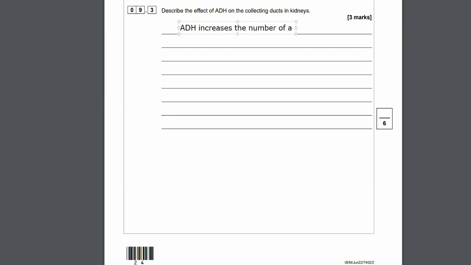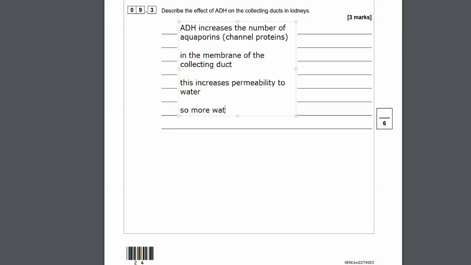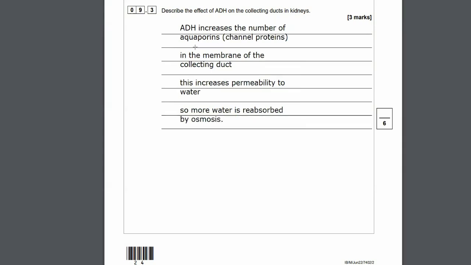Describe the effect of ADH on the collecting ducts. I just mentioned that. ADH increases the amount of protein channels, which we can call aquaporins. It increases the number in the membrane of the collecting duct and the distal convoluted tubule, but we're focusing on the collecting duct here. And this increases the permeability of the cell membrane of the collecting duct to water. And what does that mean? That means that more water is reabsorbed from the filtrate into the blood by osmosis. Awesome. And that is the end of 9.3.